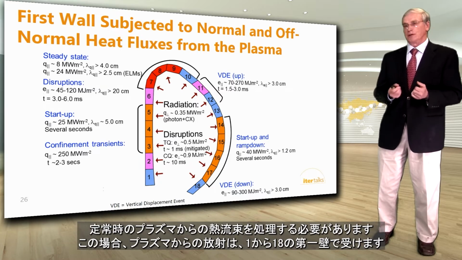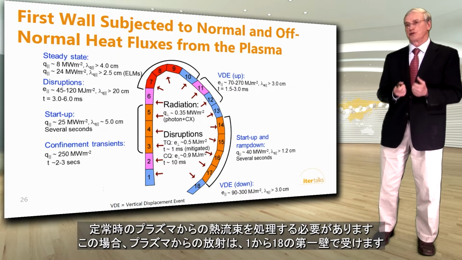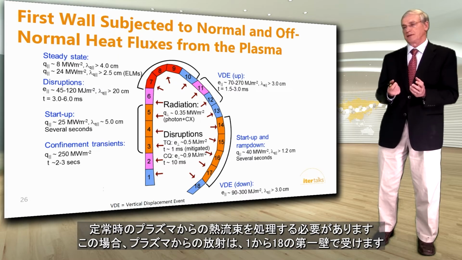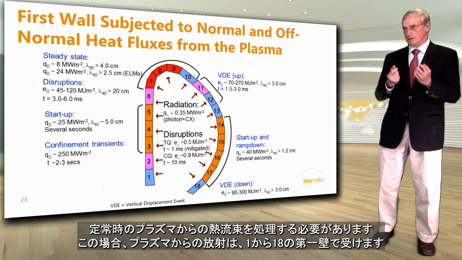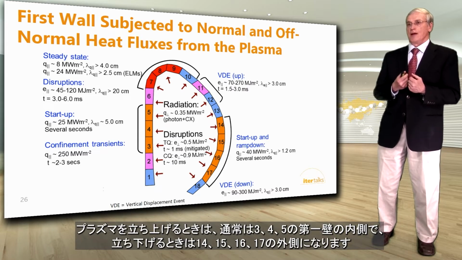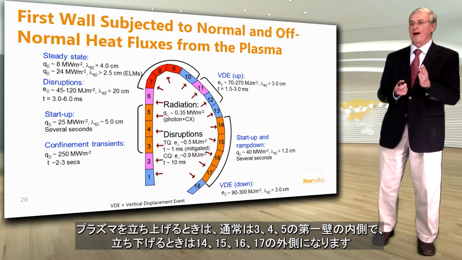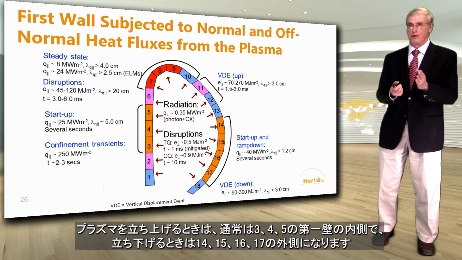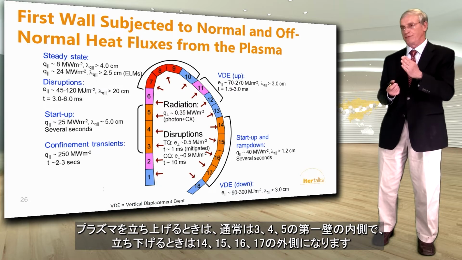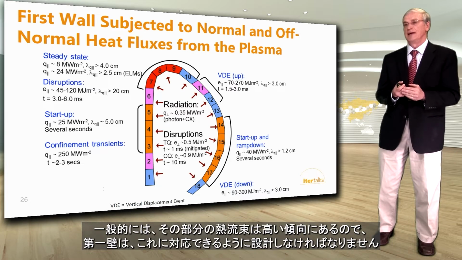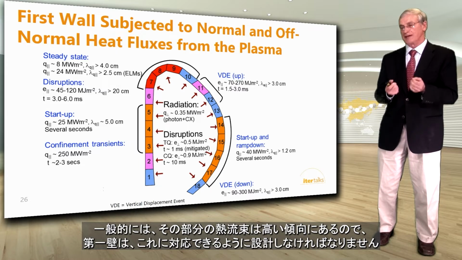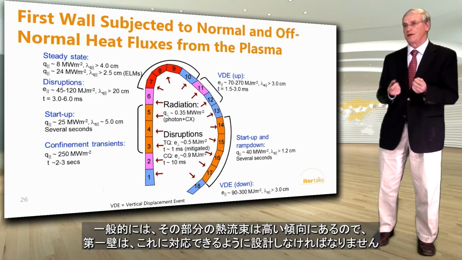It has to handle steady state heat fluxes from the plasma when the plasma is radiating. So all the radiation from the plasma needs to be accommodated by the first wall 1 to 18. When you start up the plasma, typically on the inboard on first wall 3, 4, 5, or when you ramp down, could be on the inboard or on the outboard from 14, 15, 16, or 17, typically the heat fluxes there tend to be higher. So the first wall there has to be designed to handle this.